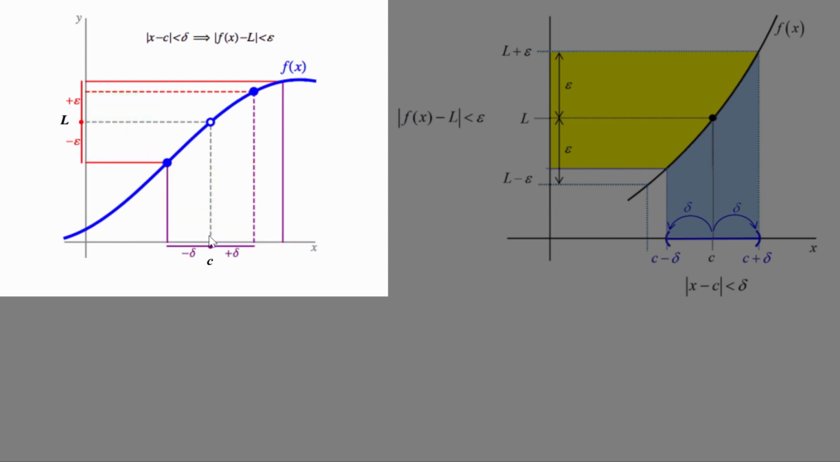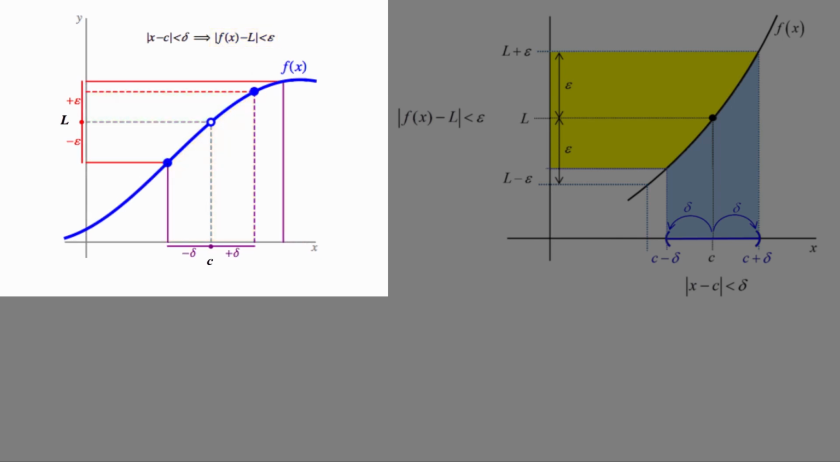Now, it's important to notice that keeping our x values within delta of C will actually result in our y values staying in the region bounded by this dotted line here and the lower limit of L minus epsilon. And that's okay. Remember, the requirement is that our y values have to stay within epsilon of L. So if the y value is clamped down even further up here, that's just fine. That does not violate the requirement that the y values are within epsilon of L.